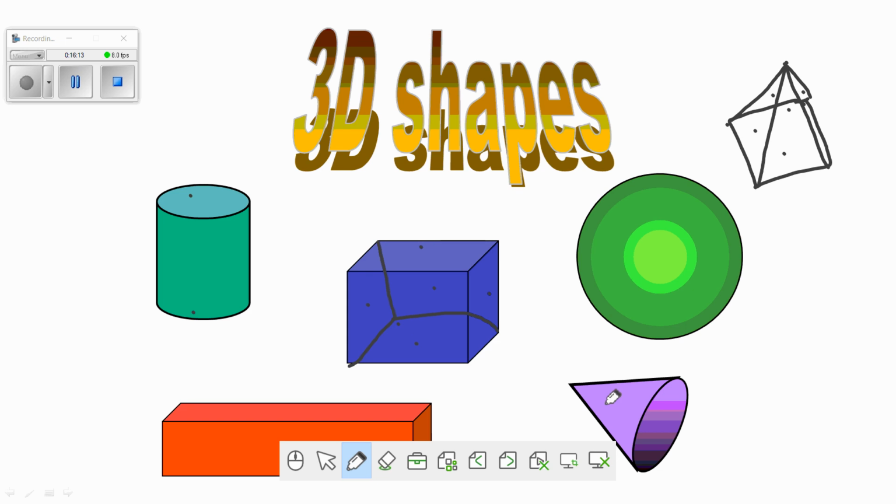The last one, the cone. The cone has one flat surface. This one, the flat surface is circle, 0 edges, and some of the books said 0 vertices or 1 vertex. All of the answers are correct for me.